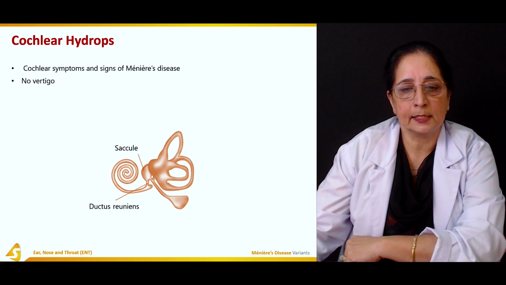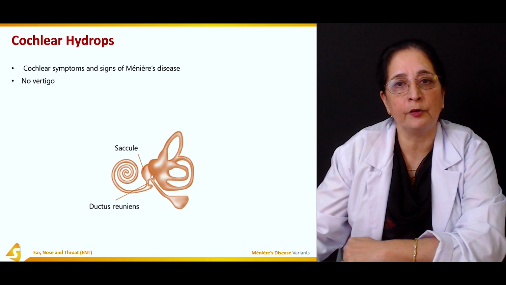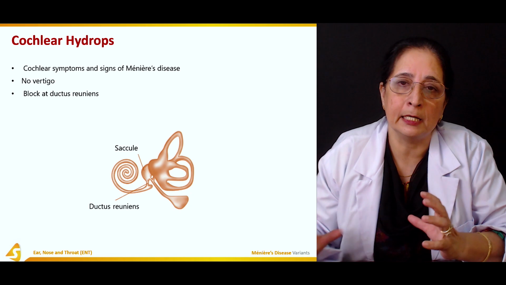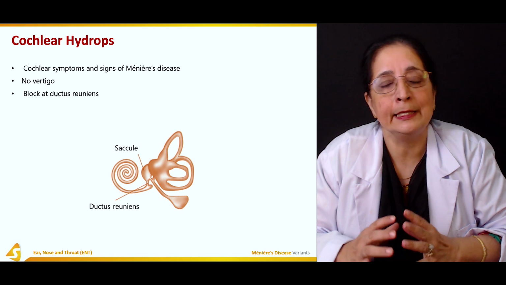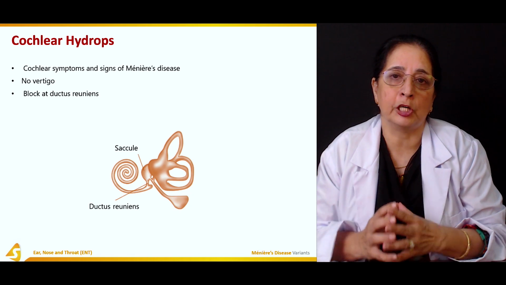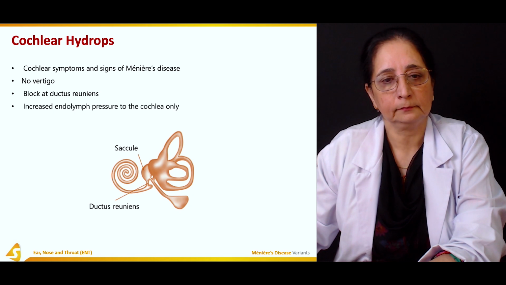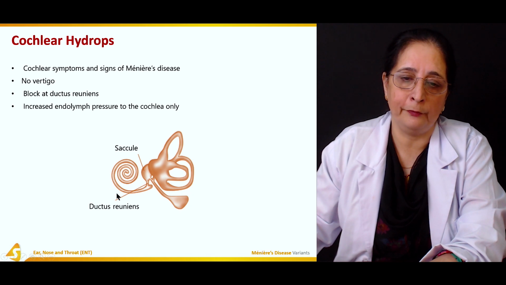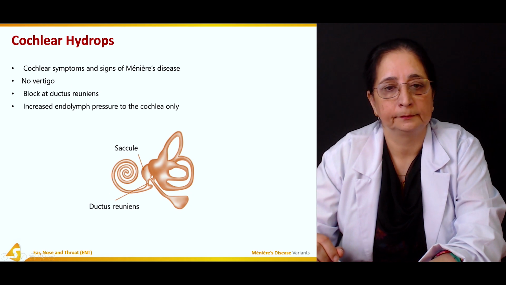If there is a block at the ductus reuniens, the fluid won't go out of the cochlear duct and it causes distension of the cochlea and cochlear duct, leading to cochlear hydrops. So mainly in this there is obstruction to the ductus reuniens, with increased endolymph pressure in the cochlea only. The fluid will go back and cause distension of the cochlea.